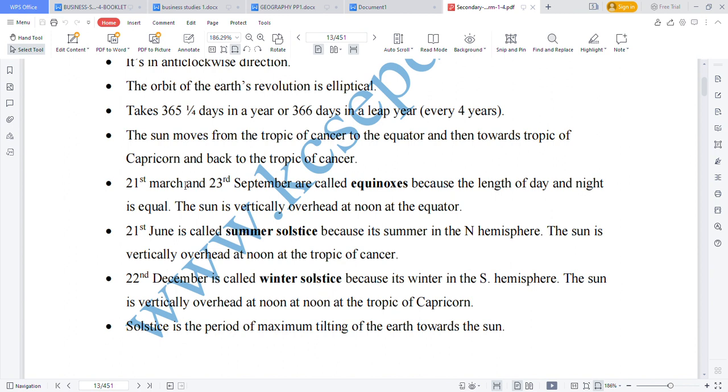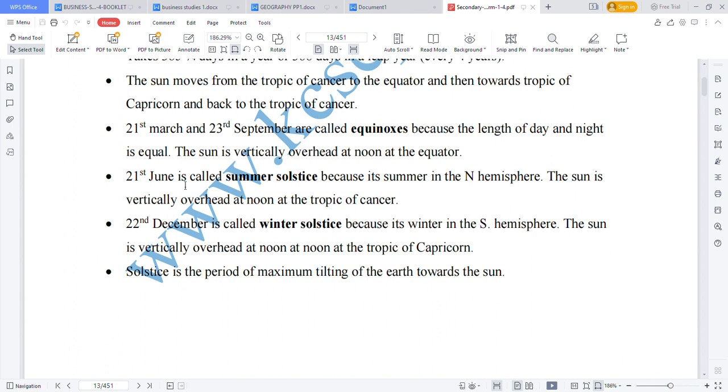The sun moves from the Tropic of Cancer to the equator and then towards the Tropic of Capricorn and back to the Tropic of Cancer. 21st March and 23rd September are called equinoxes. Kindly remember this. They are called equinoxes because the length of day and night is equal.